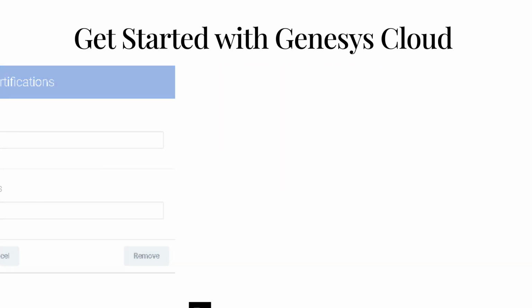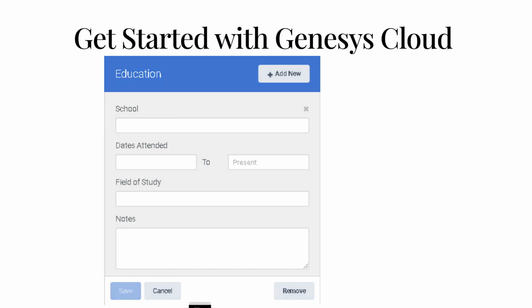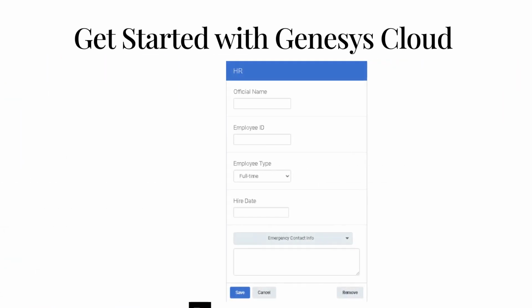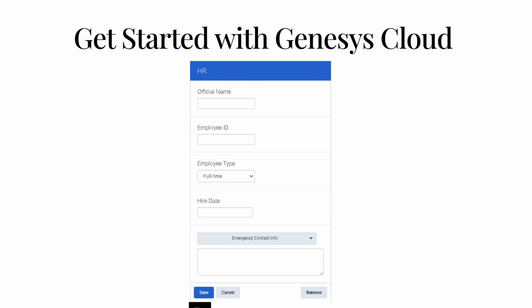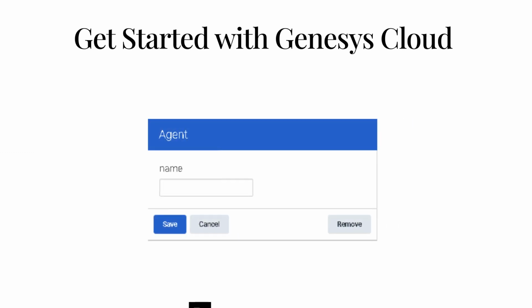The Education section allows a user to enter the school they attended, the date they attended, and the field of study. The Biography section allows you to enter your biography, interests, and hobbies. In HR, you can enter your official name, employee ID, employee type, hire date, and emergency contact info. In the Agent section, you can enter your name. This could differ from the name you have on the main profile page.